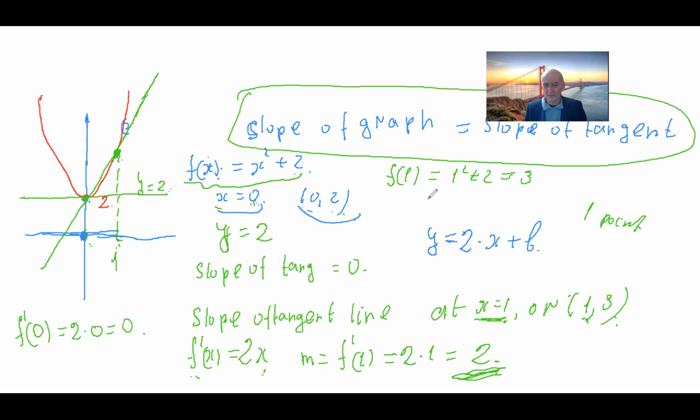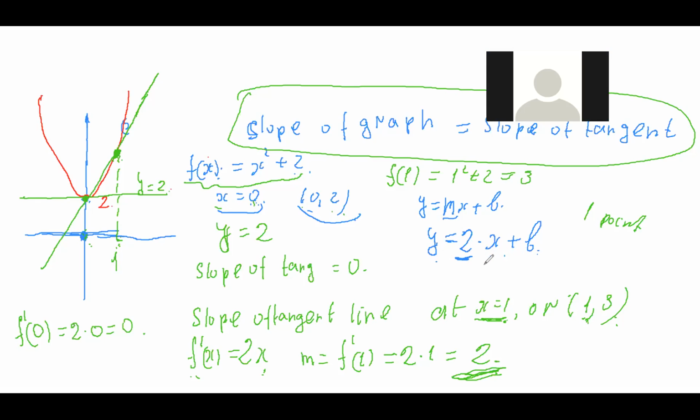So why can I write it? Because I know in general the slope intercept form of a line is y equals m times x plus b. We have just found m, it's 2, and that's why y equals 2 times x plus b. So to find the equation of the line, I need to find b. Any idea how to find b? We have to put in the coordinates of the point 1, 3. Oh, excellent, Mari, excellent.